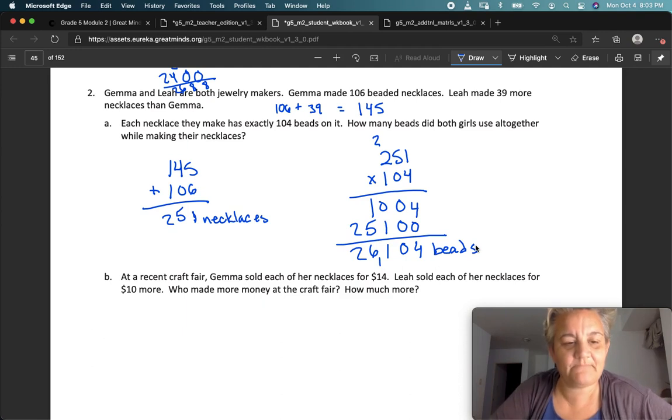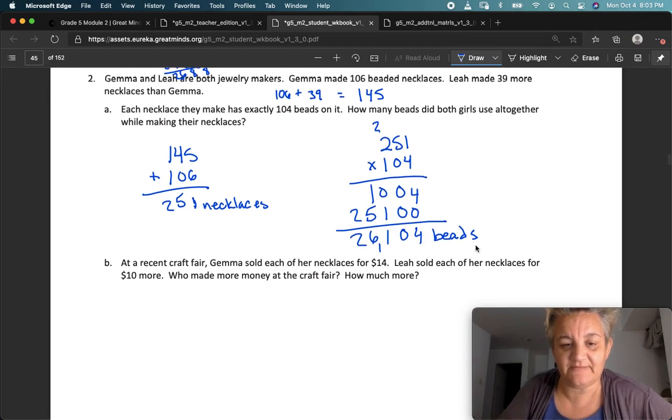Okay. At a recent craft fair, Gemma sold each of her necklaces for $14. Leah sold each of her necklaces for $10 more. Who made more money at the craft fair? How much more?